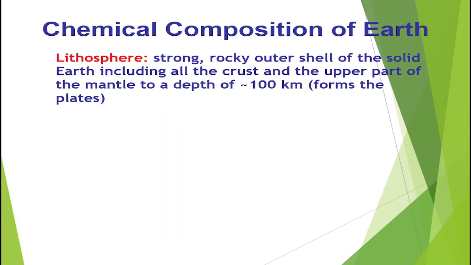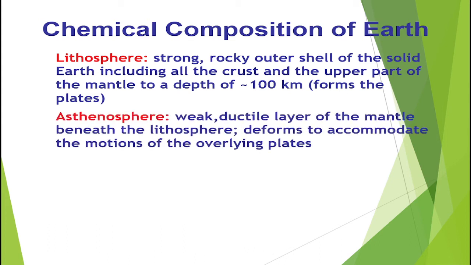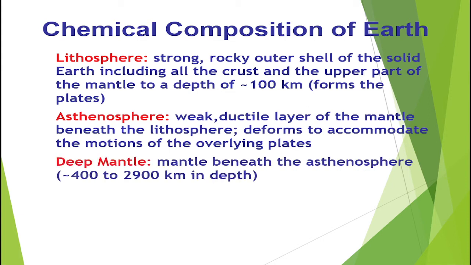Lithosphere is described as the strong, rocky outer shell of the solid Earth, including all the crust and the upper part of the mantle to a depth of 100 kilometers. It is where the plates are formed. The second layer is called the asthenosphere, which is described as a weak, ductile layer of the mantle beneath the lithosphere, which deforms to accommodate the motions of the overlying plates.